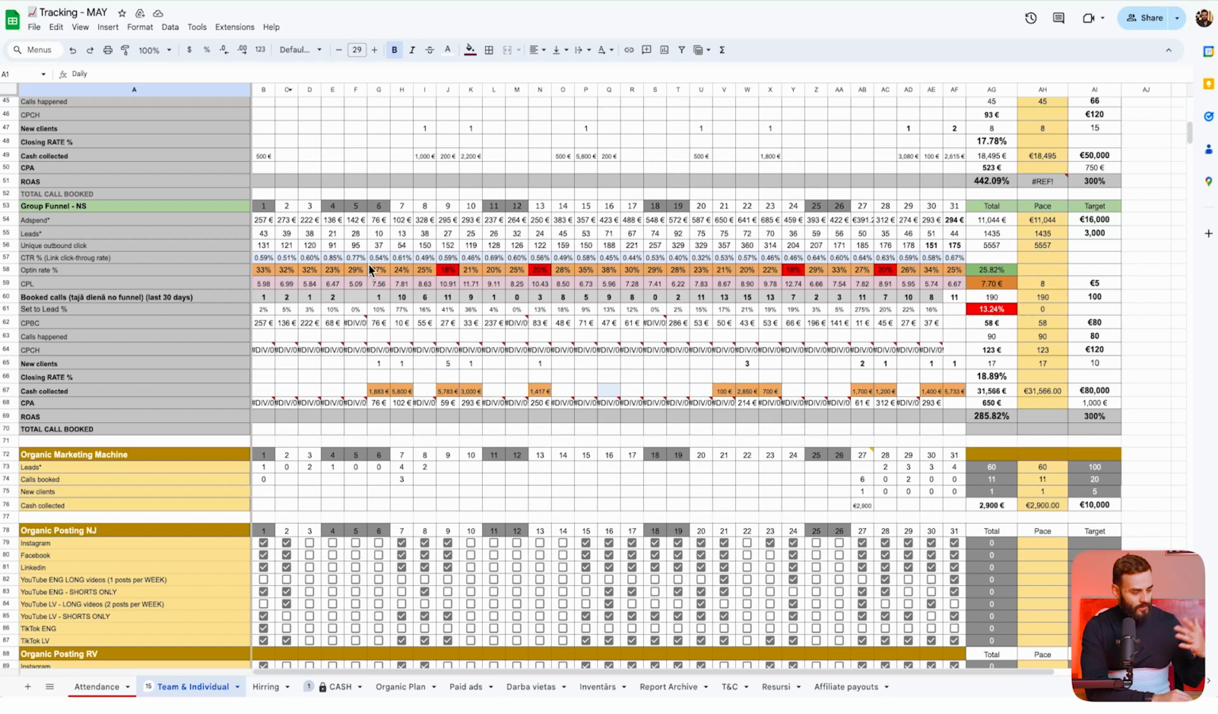That's how we save time for our people, and that's how we leverage software to do more calls per person. And now let me show you the statistics of all of this, okay? So this is my last month's statistics for this group funnel. As you can see, we spent 11,000 euros. We got 1.4 thousand leads.